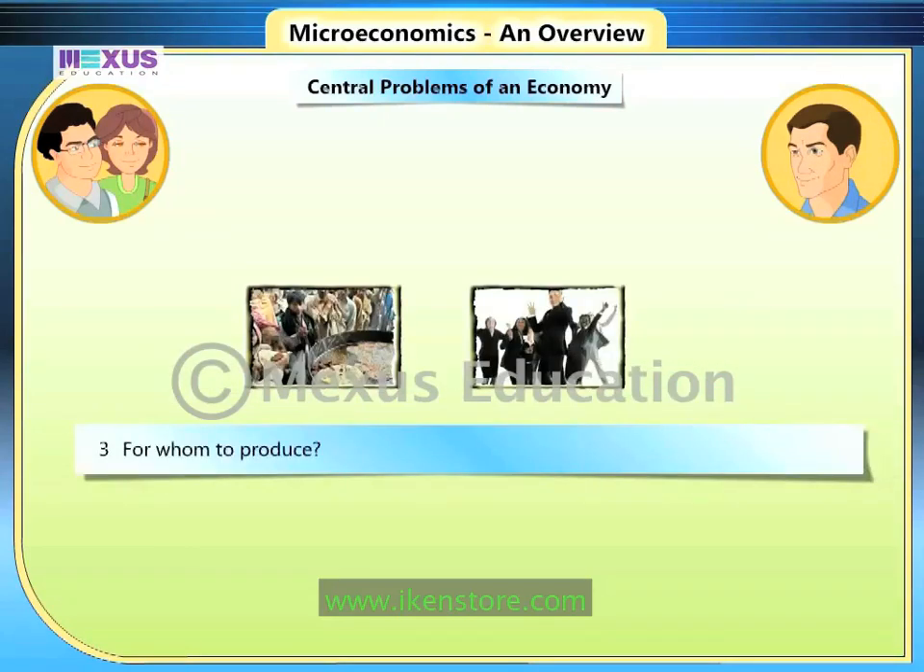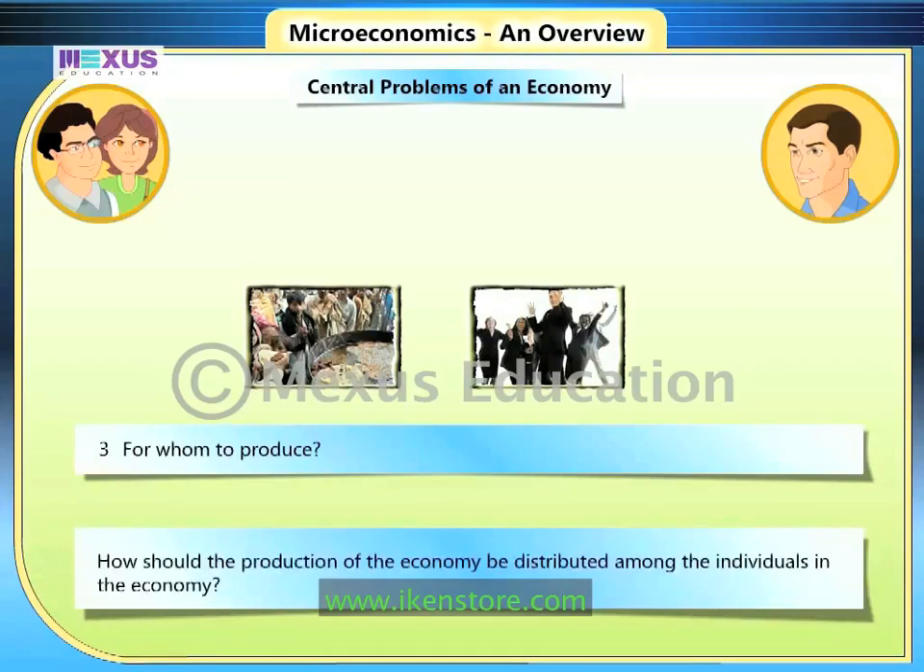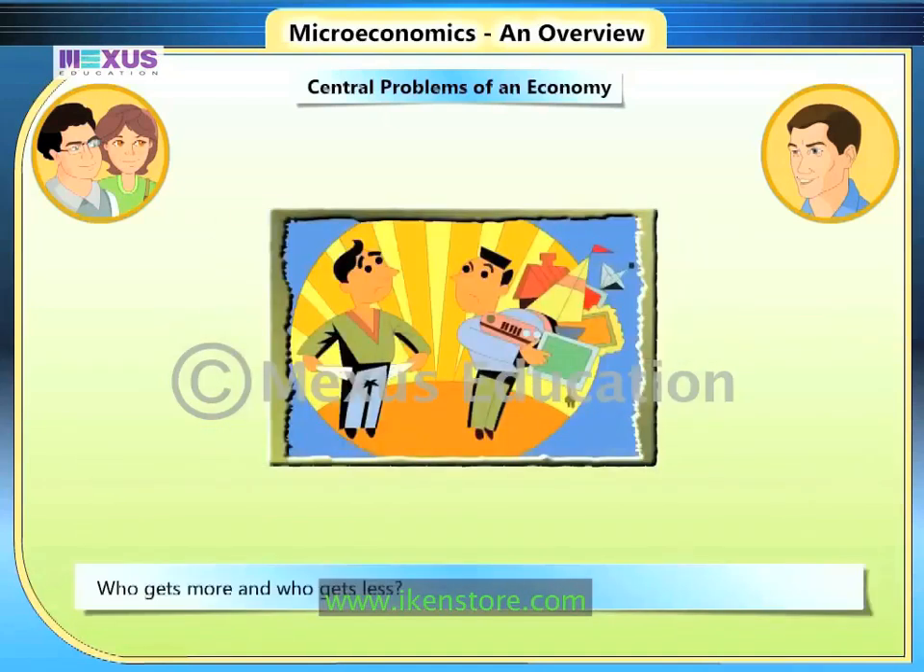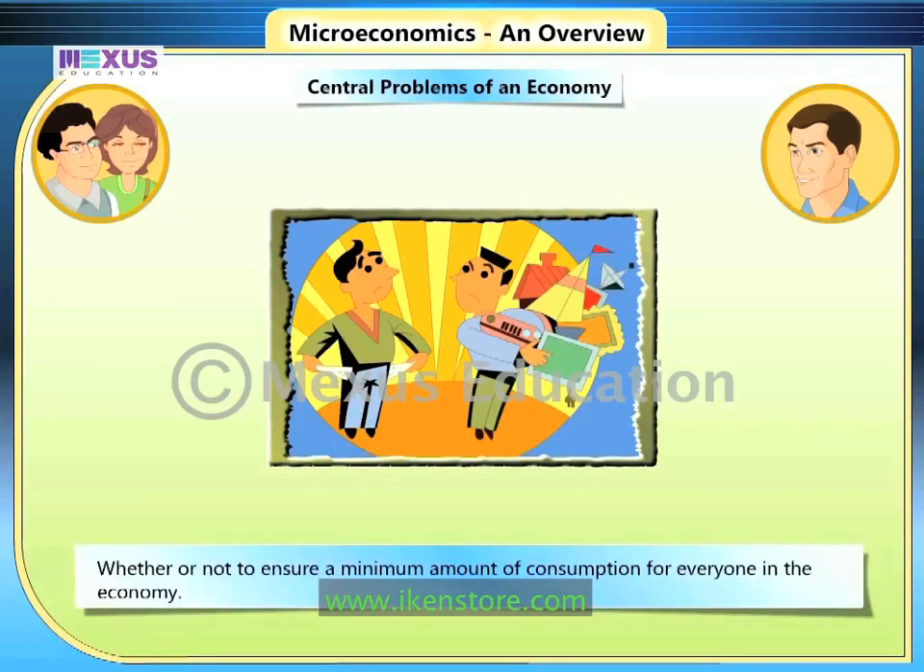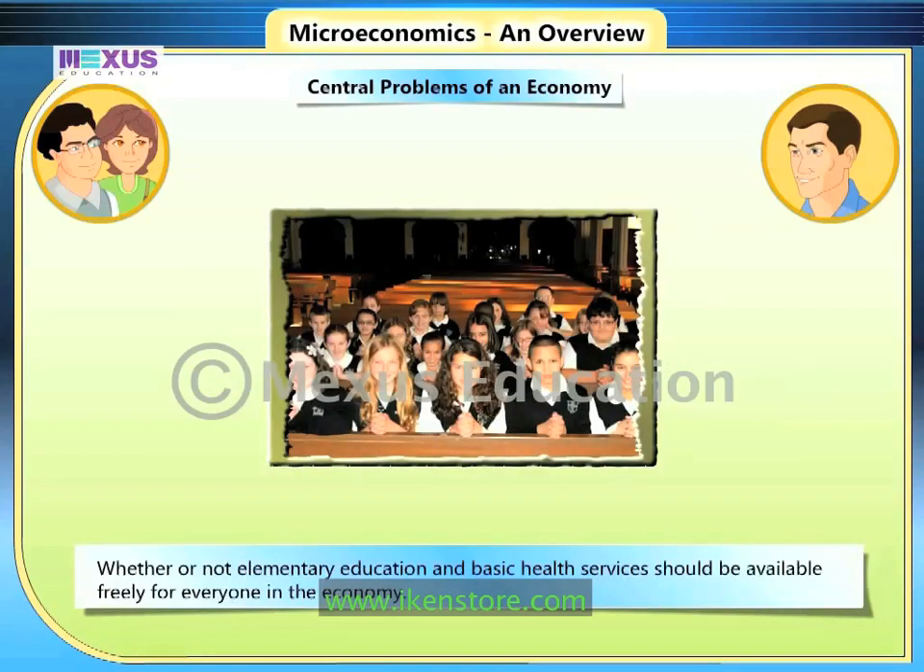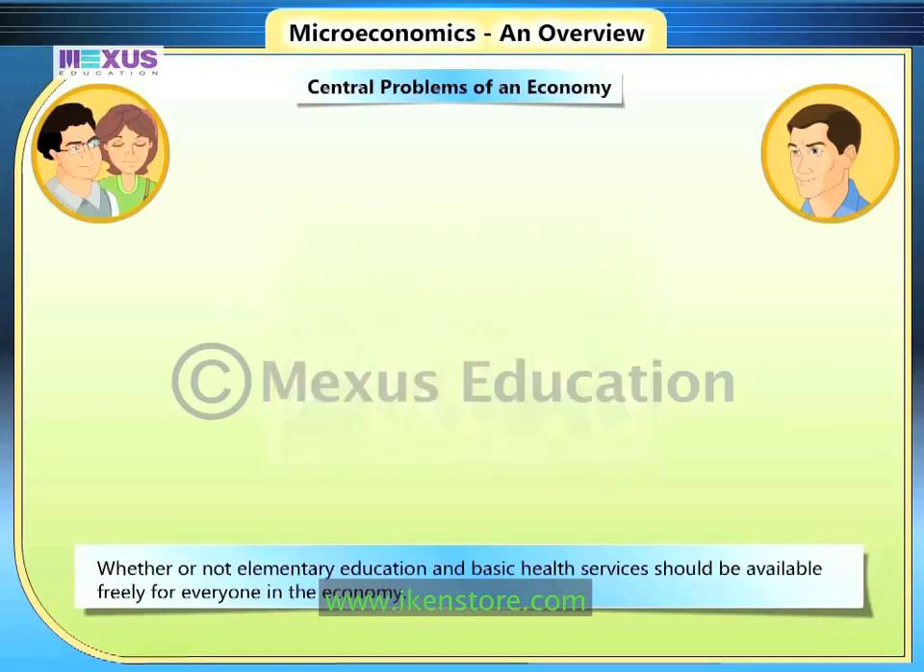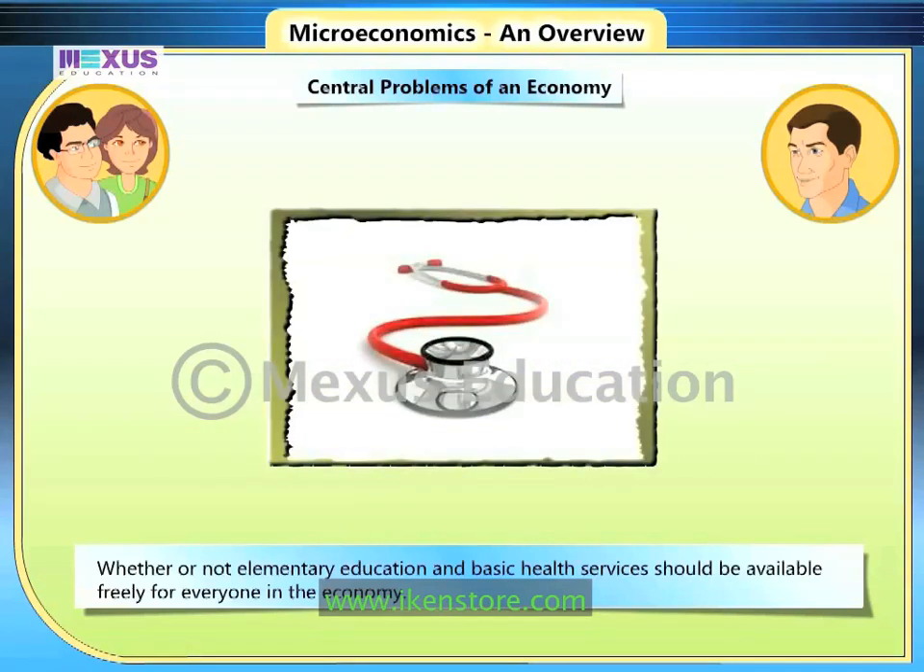The third problem: for whom is production carried out? That is, how should the production of the economy be distributed among individuals in the economy? Who gets more and who gets less? Whether or not to ensure a minimum amount of consumption for everyone in the economy. Whether or not elementary education and basic health services should be available freely for everyone in the economy.